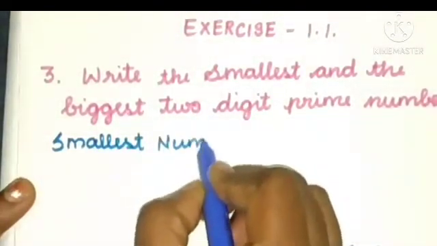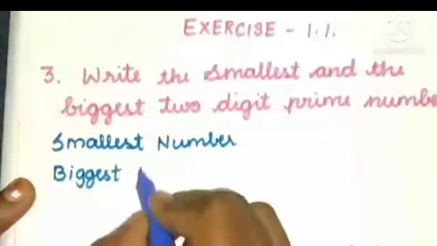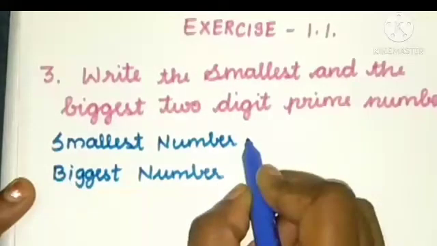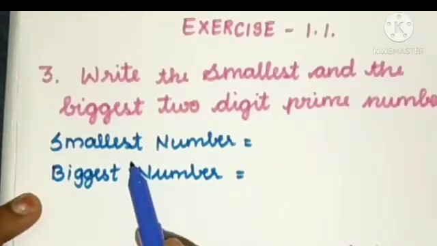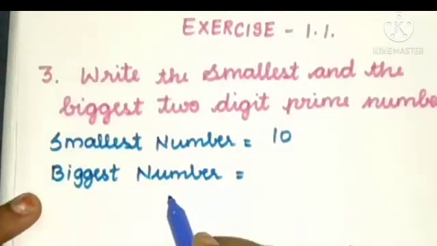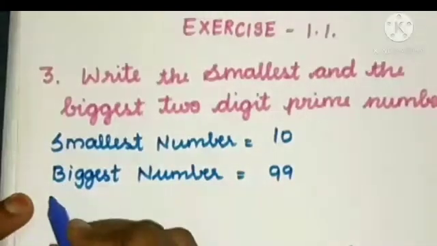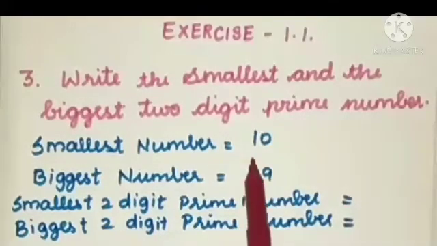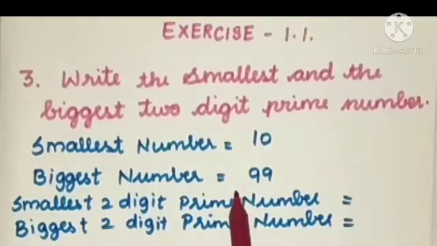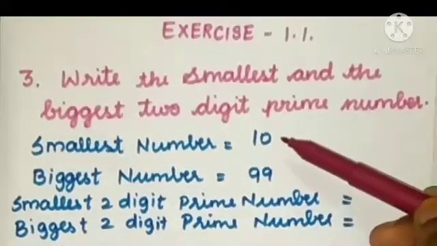Smallest number, then biggest number. Students, as you already know, the smallest two-digit number is 10 and the biggest two-digit number is 99. Prime number means having only two factors, 1 and the number itself. But 10 and 99 are composite numbers because they have more than two factors. So move on to the next number, 11.